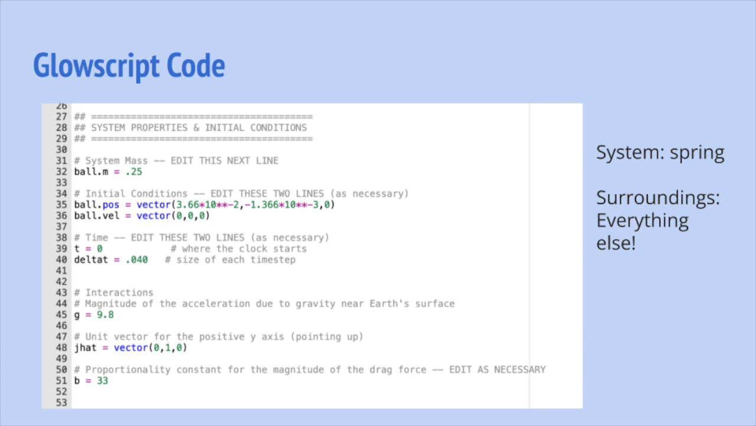Okay, so our GlowScript code. We initialize some properties such as the mass of the ball, the original position, and the original velocity, and we set our delta t to 0.04. We have to set our proportionality constant for the magnitude of the drag force pretty high because the video is in slow motion, so we have to account for that. We set our system as the spring and the surroundings as everything else.